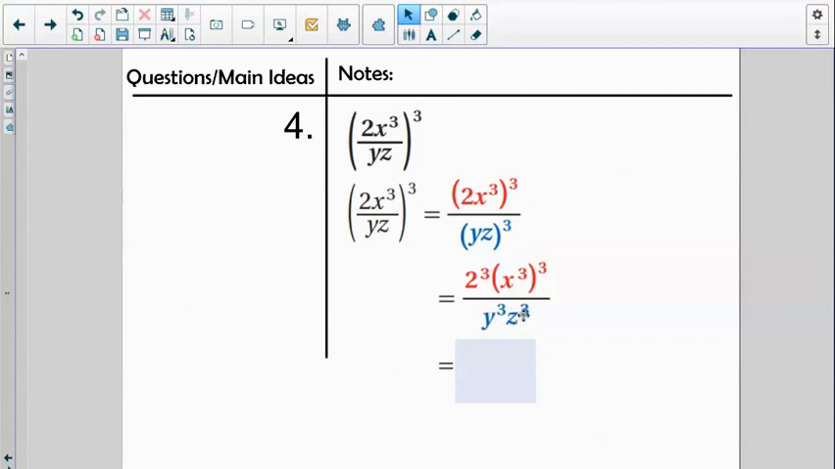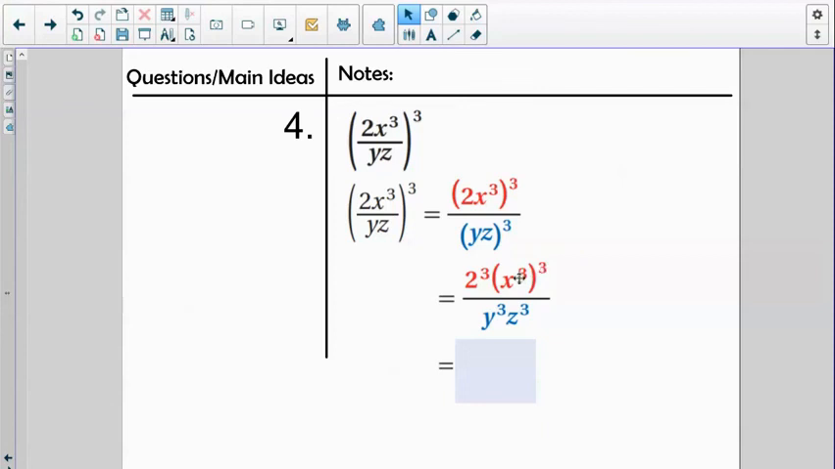All right, so we see that we don't have any common bases here. We've got only one power that has a 2, one power that has an x, one power that has a y, and one power that has z. But we do have a few things in the numerator that we can simplify. 2 to the 3rd power, well, 2 times 2 times 2 is 8. Careful, it's not 6, that's 2 times 3. We're doing 2 times 2, which is 4, times another 2, which is 8.